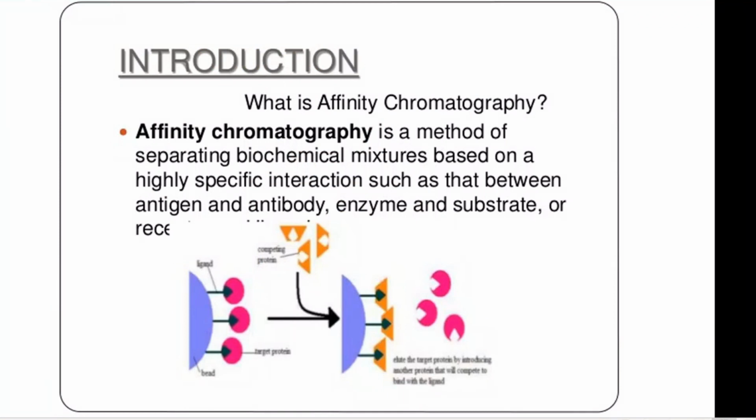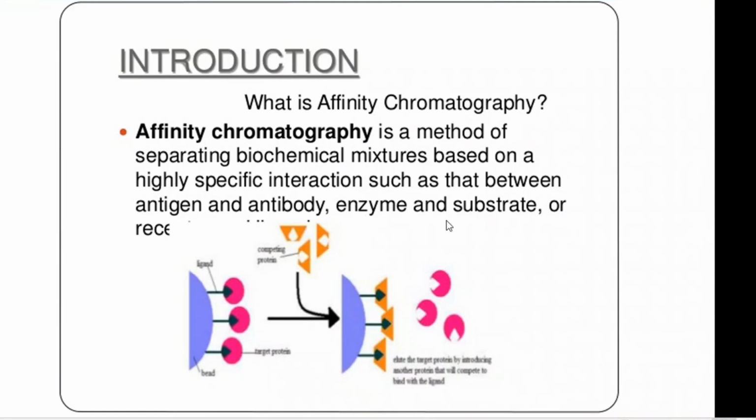Okay, so when we see the introduction here, what is affinity chromatography? I already told you. Affinity chromatography is a method of separating biochemical mixtures based on highly specific interactions, such as those between antigen and antibody, or enzyme and substrate. Antigen can act as a ligand, or antibody can act as a ligand, and we separate the other molecule. If the antigen is the ligand, then the antibody will be separated.